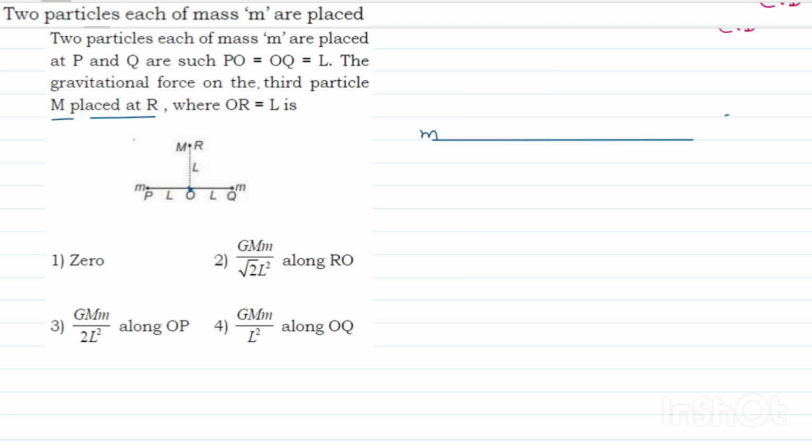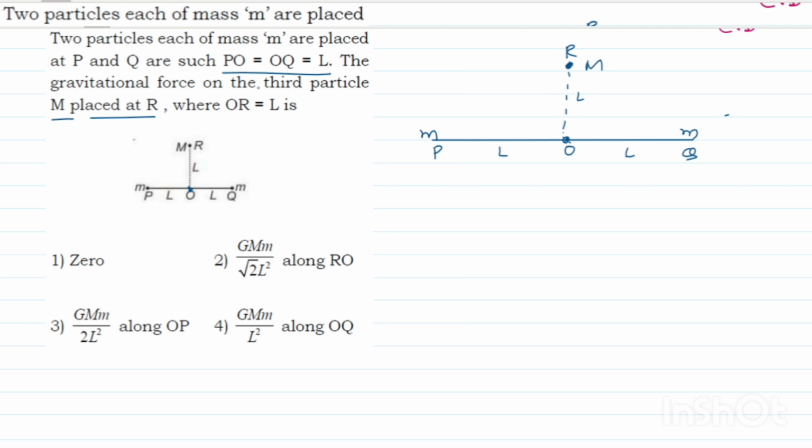Here it's given mass m, and here mass m, and this is the point P and Q. Here you can take O as the point, and this is the R point, and this is L, and L. Now here PO equals OQ equals L. The gravitational force on the third particle, capital M, placed at a point R, where OR equals L.